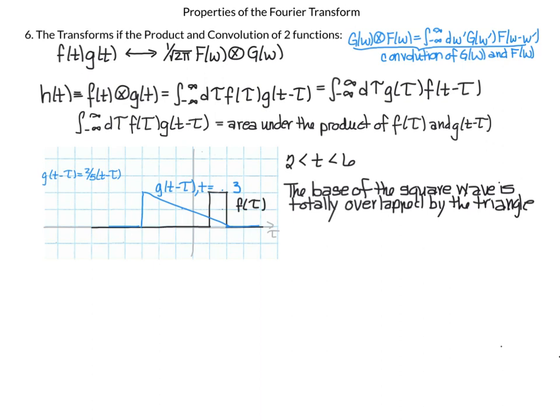Now we're just going to look when we start at t equals 2, when there's no more overlap of the entire base of this square wave. So we can move our g of t, we're going to keep going. There's no overlap until we reach, and the scale is off the little graph here, t equals 6. So the idea again is between t equals 2 to 6, the entire base of the square wave is totally overlapped by the triangle.